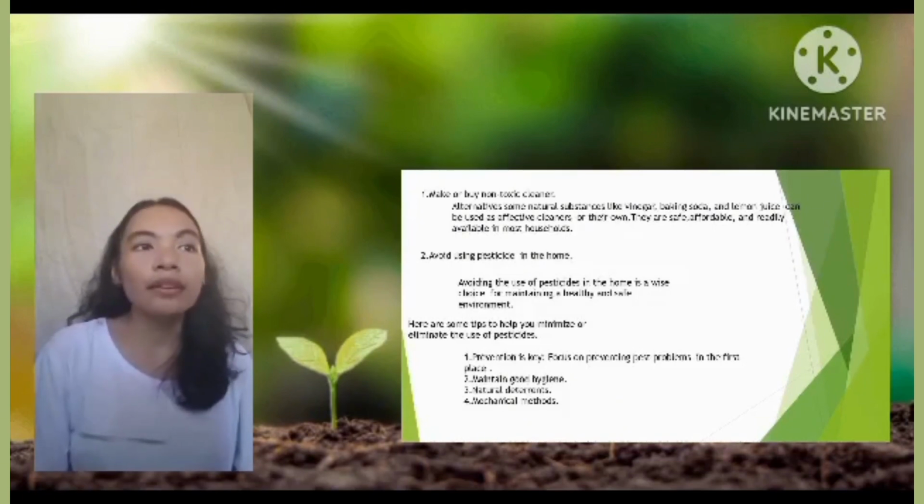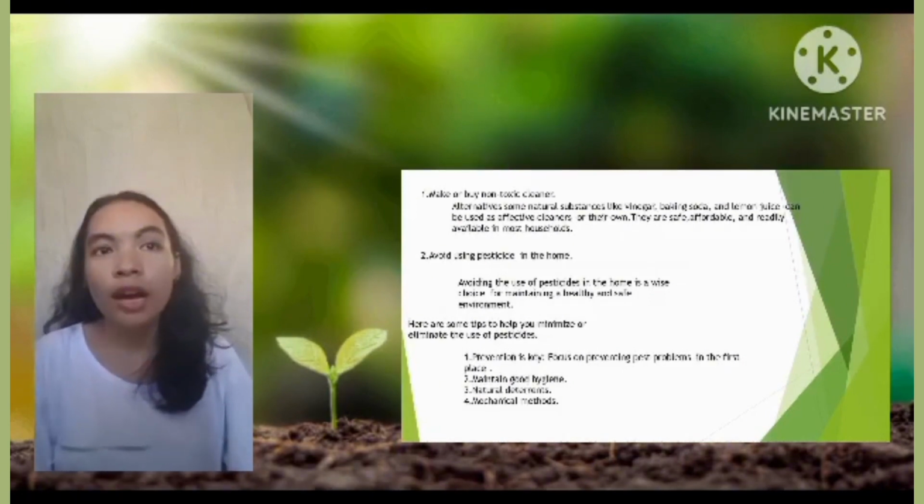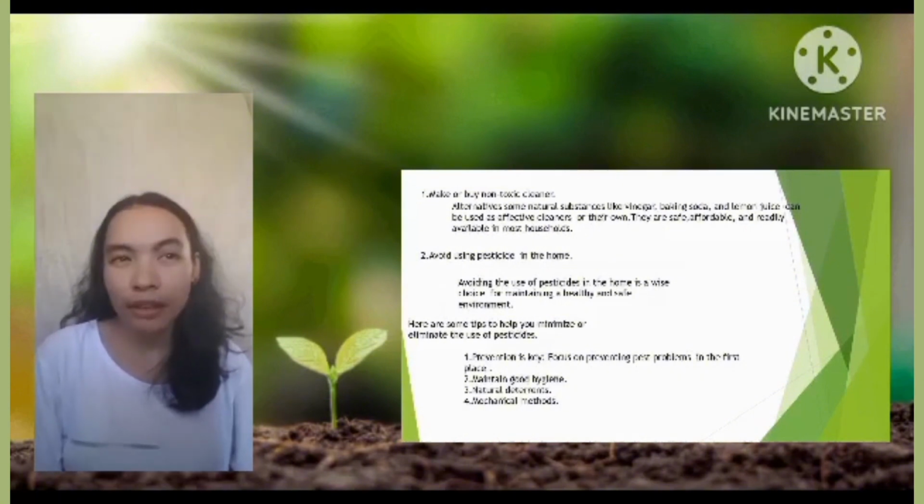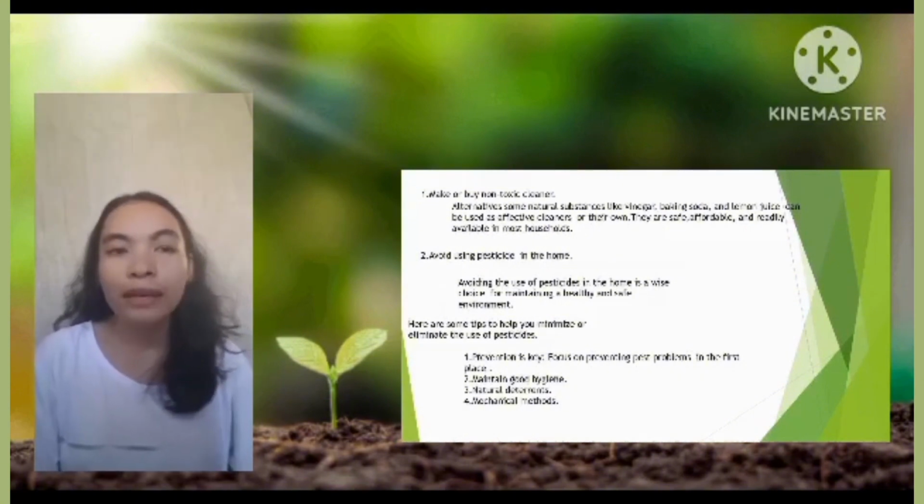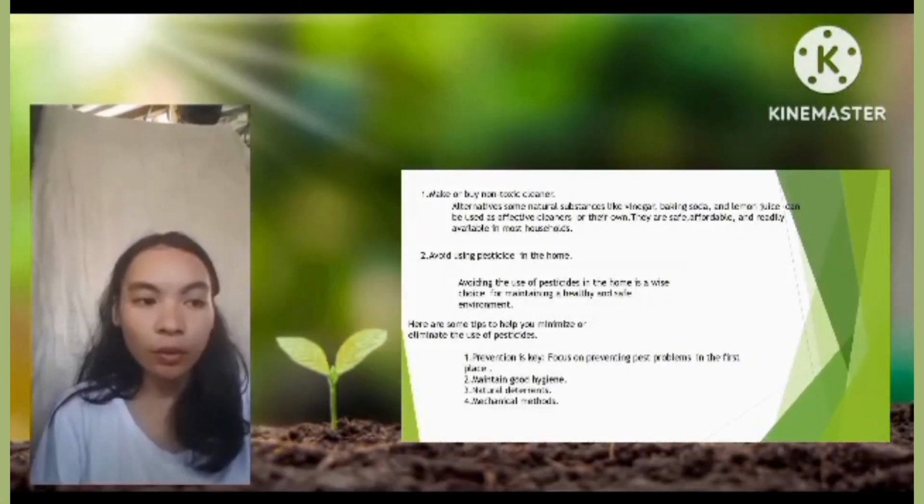And the last is lemon juice, one of the strongest food acids. Lemon juice is effective against most household bacteria. The second rule is avoid using pesticides in the home.